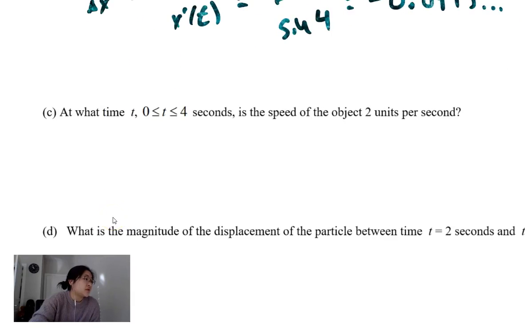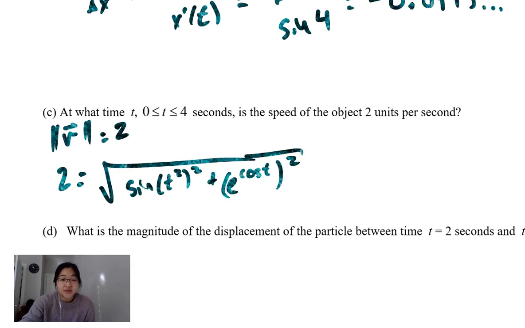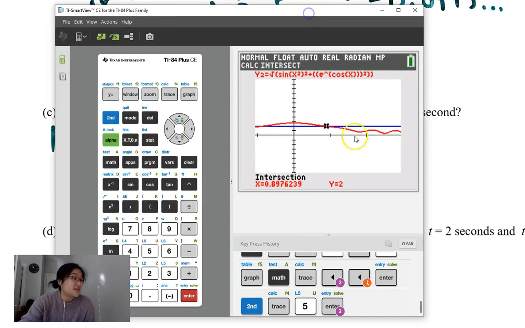So that's going to be when our magnitude of v equals 2. And when does that happen? When we have the square root of sine of t squared plus e to the cosine of t squared, when that equals 2. When does that happen? Let's look at this.